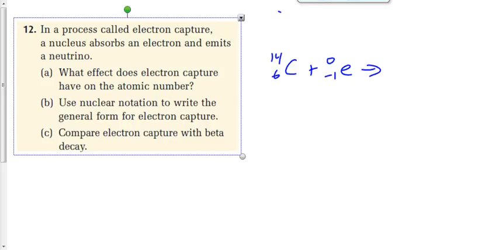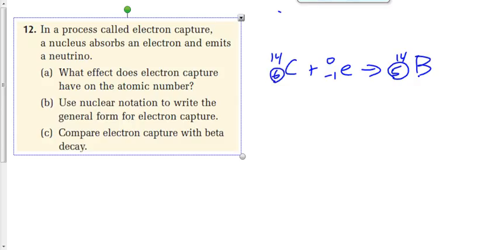So it's going to be carbon-14 plus the electron goes to whatever. Well, 0 plus 14 is 14, minus 1 plus 6 is 5. We'll look at our periodic table. We see what atomic number 5 is, and it is boron. There you go. What effect does electron capture have on the atomic number? Well, the atomic number went from 6 to 5. When you release an electron, the atomic number goes up. But when you absorb an electron, the atomic number goes down.